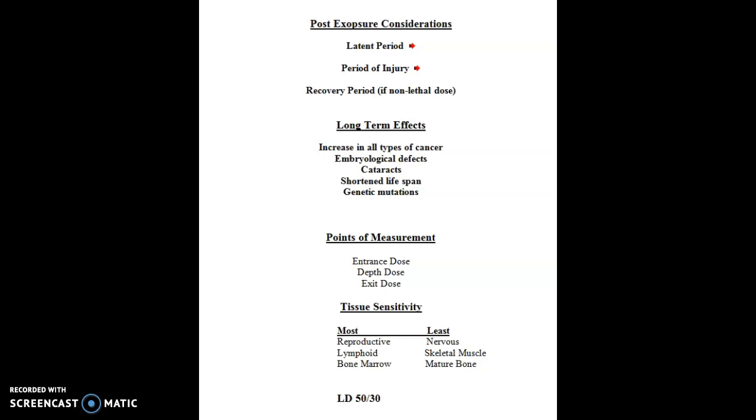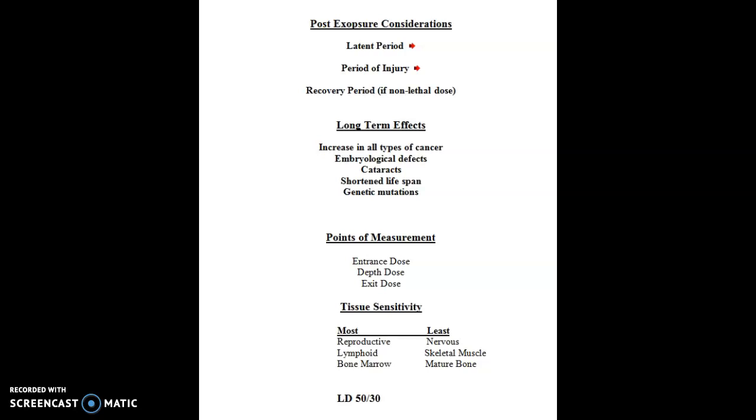I talked a little bit about this in the PowerPoints with the points of measurement, but you have entrance dose, which means the surface of the skin where the radiation entered the body. You have an exit dose, which is the opposite side where the radiation exited the body. And then you can also take a depth dose measurement where it's in the center.